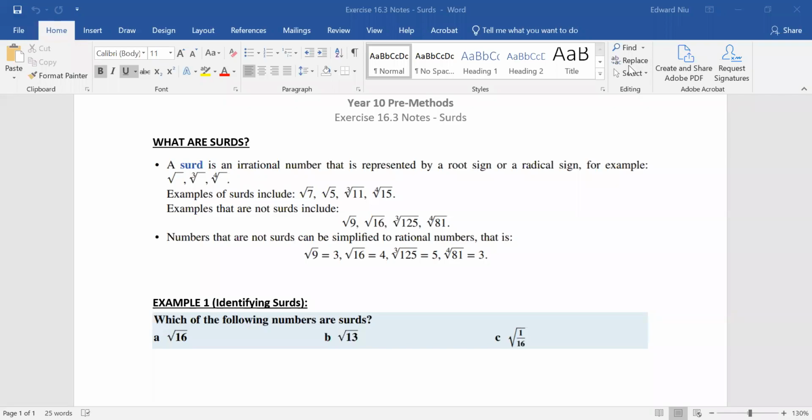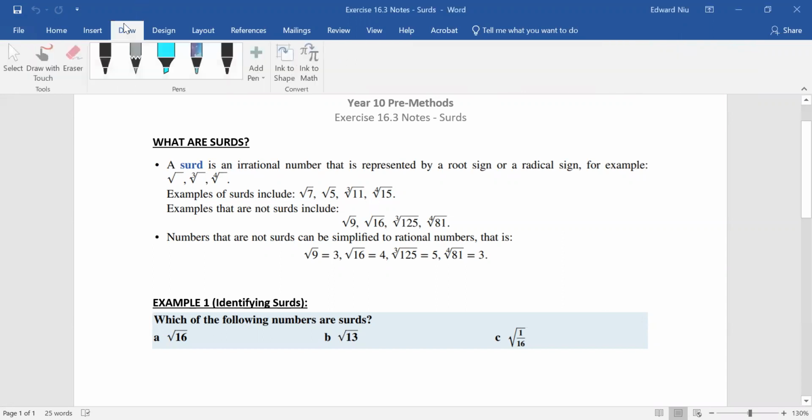In exercise 16.3, we take a look at surds and essentially figuring out which numbers are surds and how to prove whether or not they're surds by contradiction. So a surd is an irrational number. Let's highlight that before we keep going.